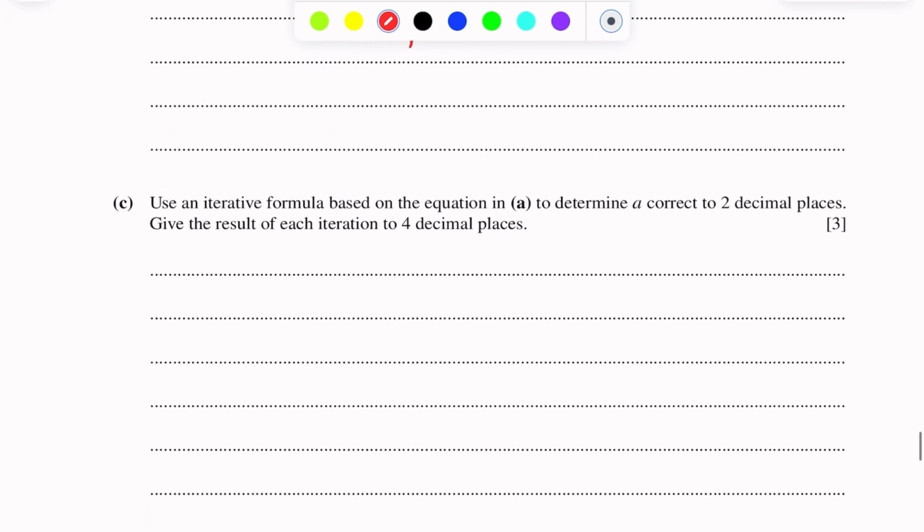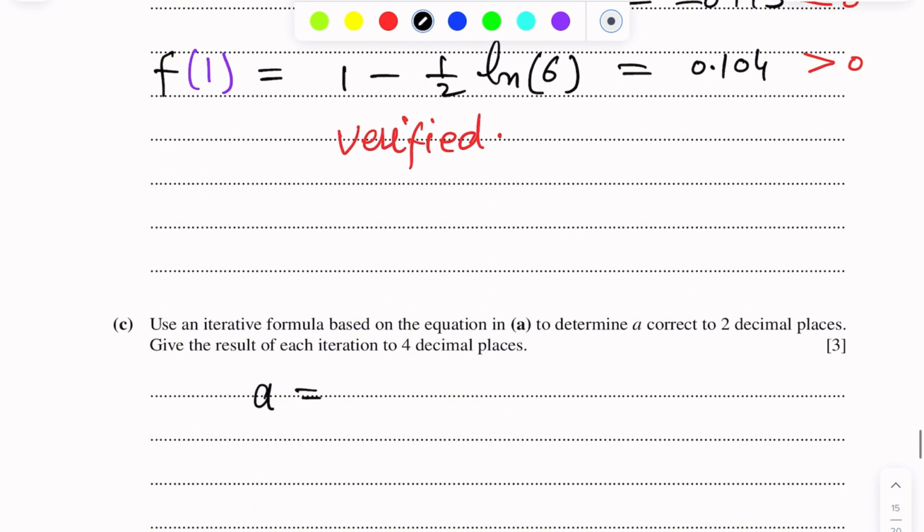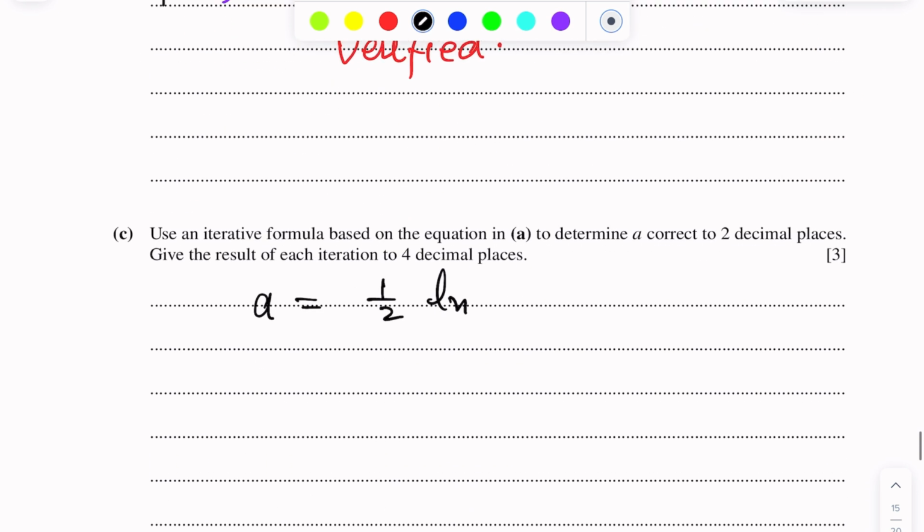On the left hand side, the relation is this: A is equal to 1 over 2 log. The relation is A is equal to 1 over 2 log(4A plus 2).